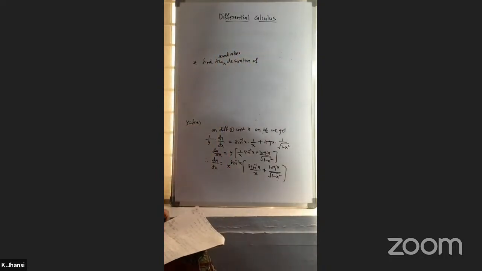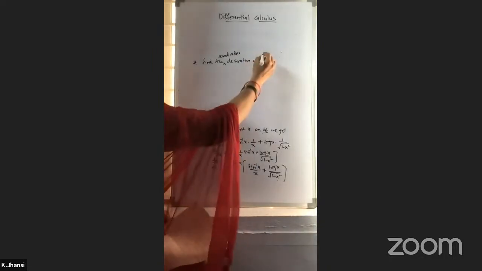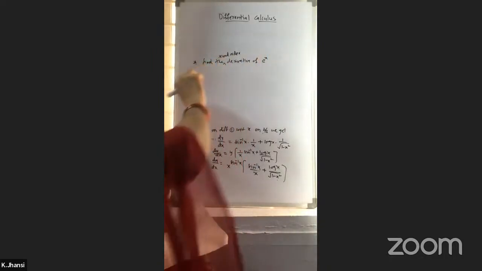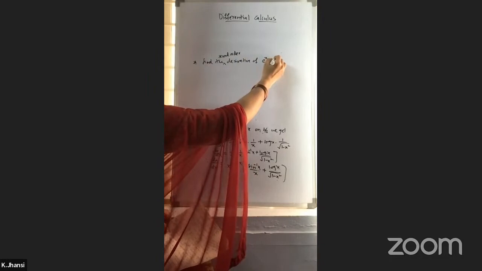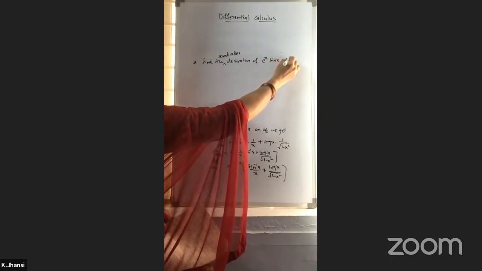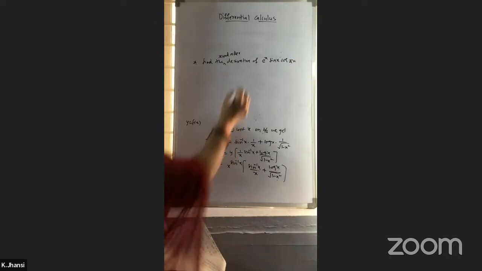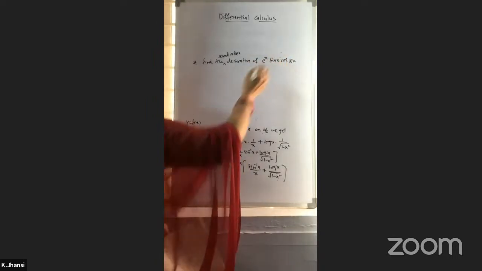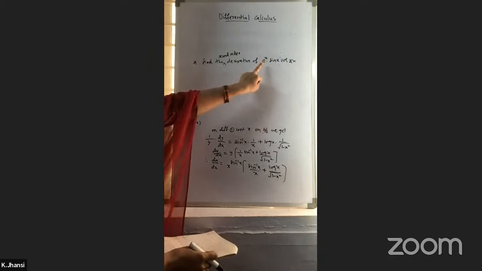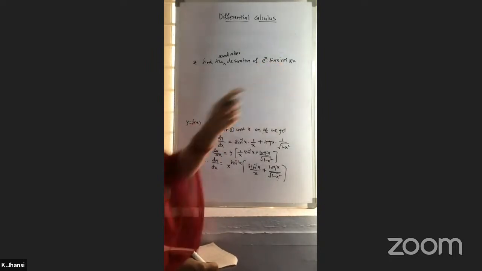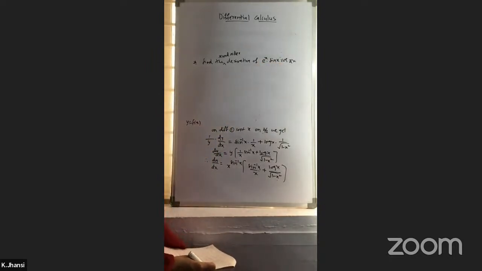Find the second order derivative of e power x sin x and cos 2x. Okay. So this is one function, this is one function, 3 functions are there. E power x is there, sin x is there, cos 2x is there. So we have to find the second order of that one.